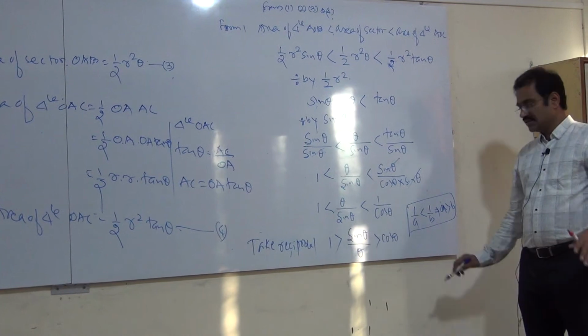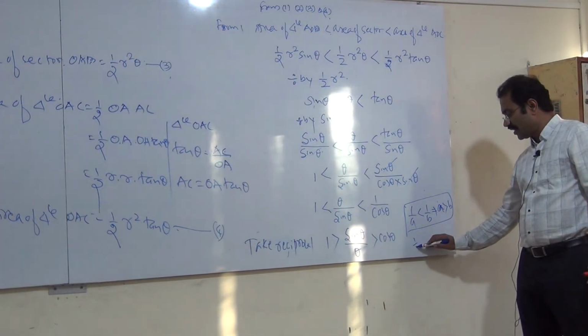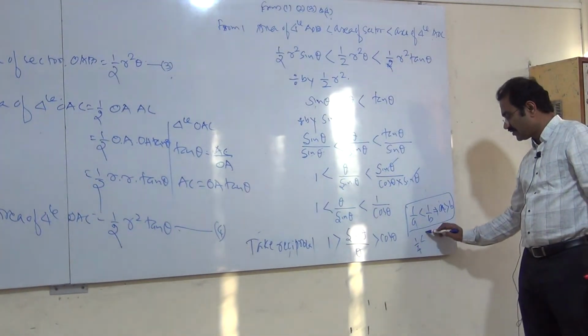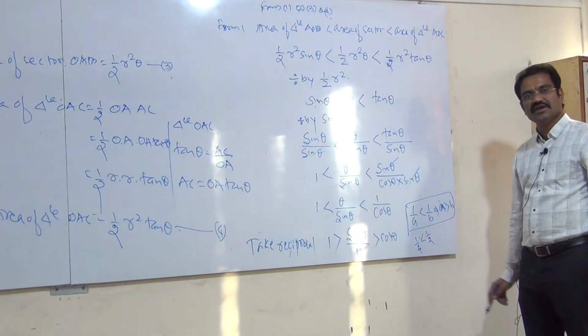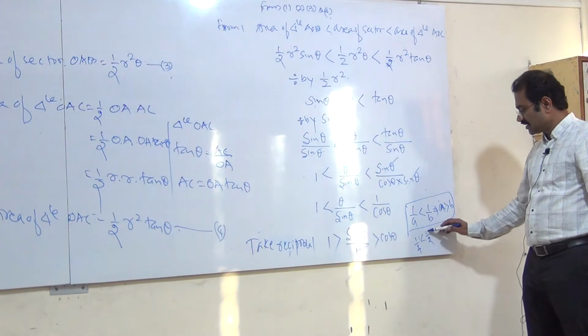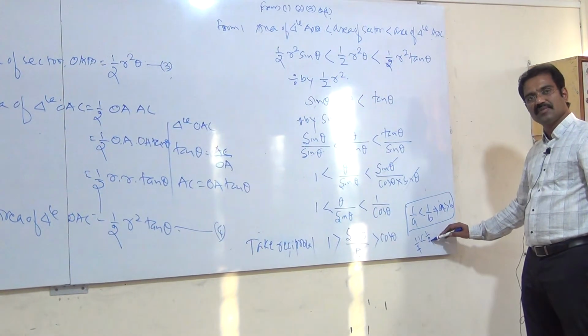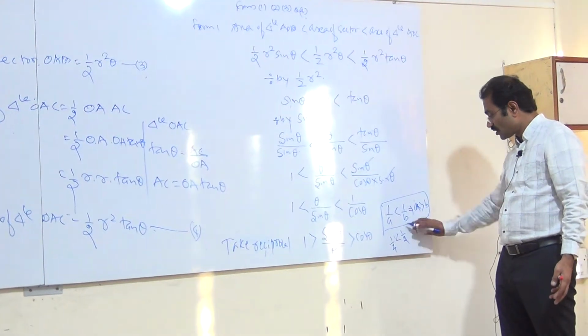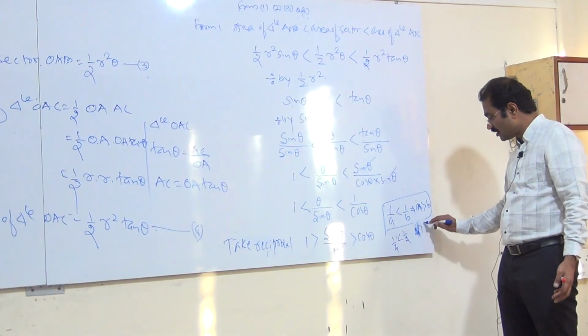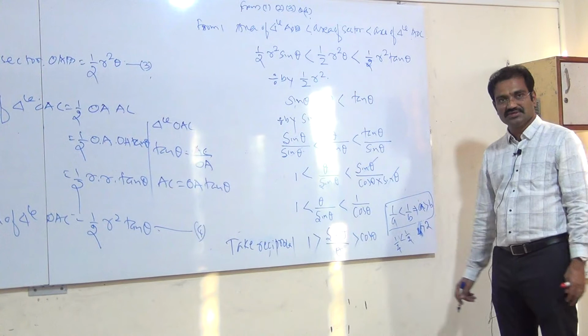It means that 1 by 4 is less than 1 by 2. 1 by 4 means 25 paise is less than 1 by 2, which means 50 paise. If you take the reciprocal, 4 is greater than 2. Am I right? 4 rupees is greater than 2 rupees.